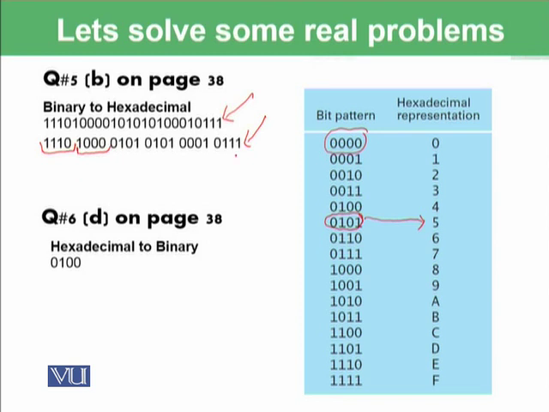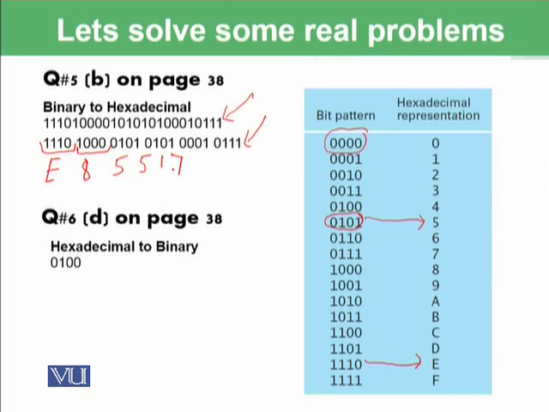So you can see the first group 1110, so that is E. Against this you need to write E. Then you have 1000, which is 8. Then you have 0101, which is 5. Then you have again 0101, which is 5. Then you have 0001, which is 1. And then 0111, which is 7.